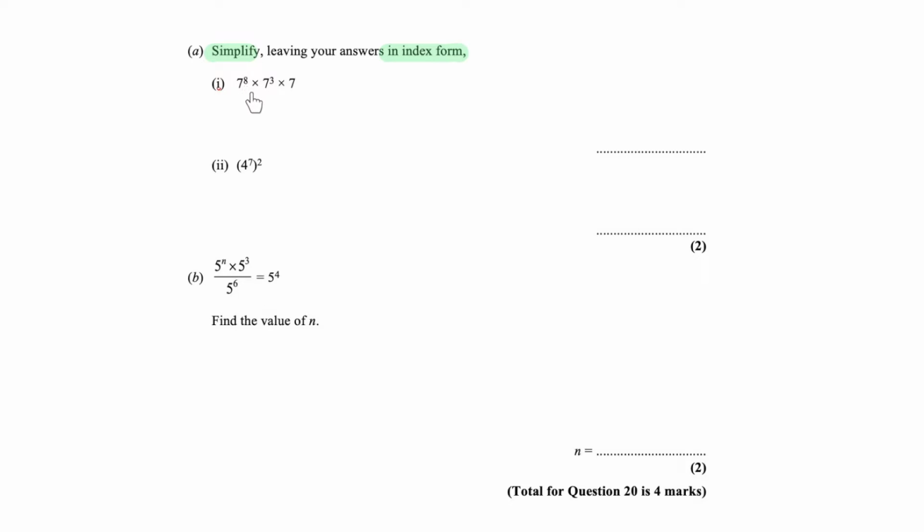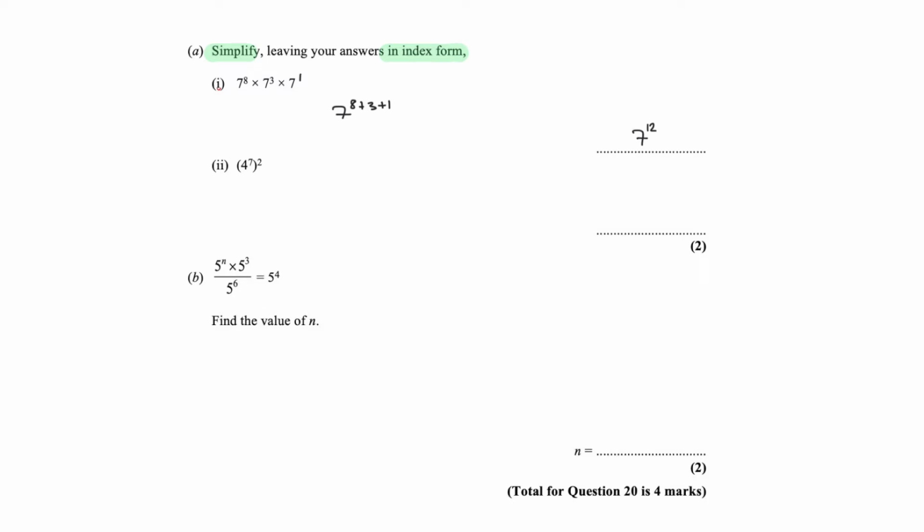7 to the power 8 times 7 to the power 3 times 7 to the power 1. They don't have a 1 there. That's deliberate to throw you off. But there is a 1 there because it's 7 to the power 1. So all you've got to do is add the powers here. 7 to the power 8, add 3, add 1, which means that that's going to be 7 to the power 12. And that's 1 mark in the bag.